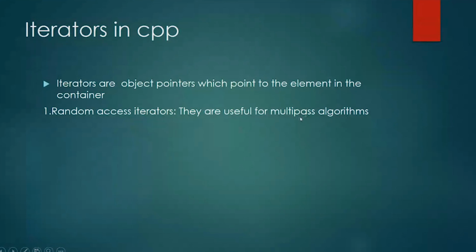What is a multipass algorithm? In a multipass algorithm, you need to iterate over the container more than once, for read and write purposes. So these iterators can be used to iterate through the container more than once. So they are helpful.